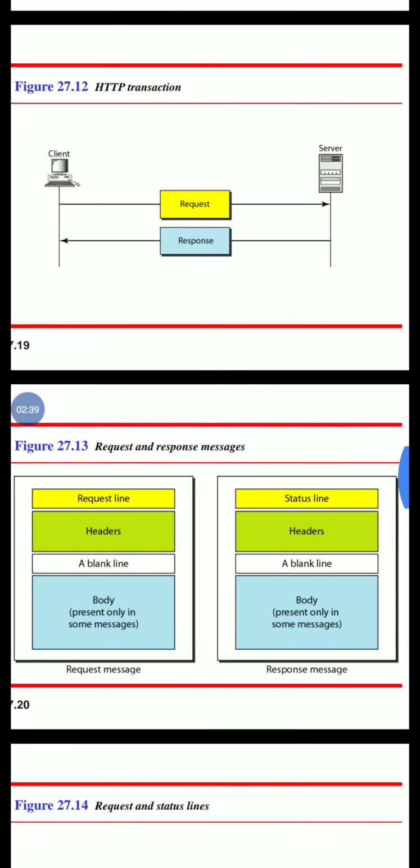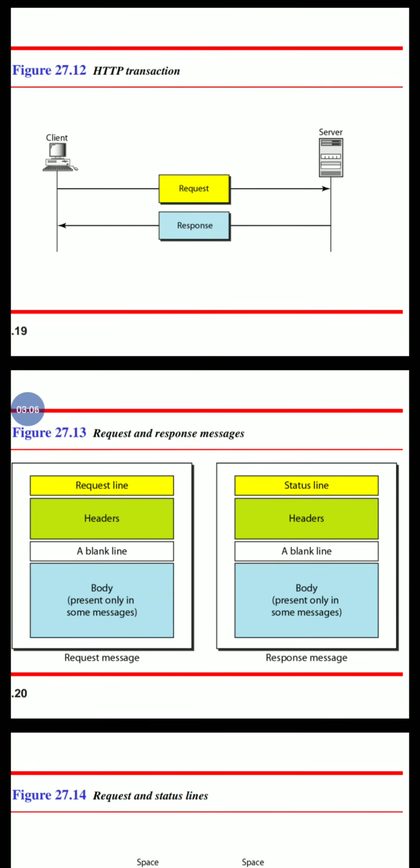In the request message, you'll find a request line, headers, a blank line, and a body, which is present only in some messages. In the response message, you'll find the status line, headers, a blank line, and a body, present only in some messages. So the body is not compulsory. It can be present or it cannot be present in the message. The most important thing is that the request line should be there in the request message, and in the response message the status line should be there.